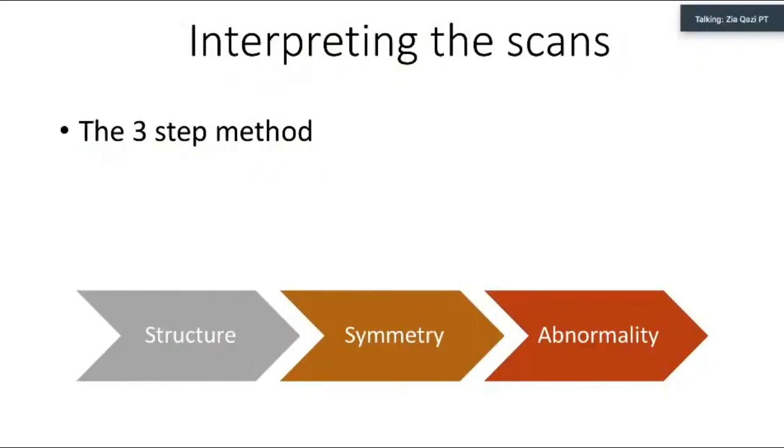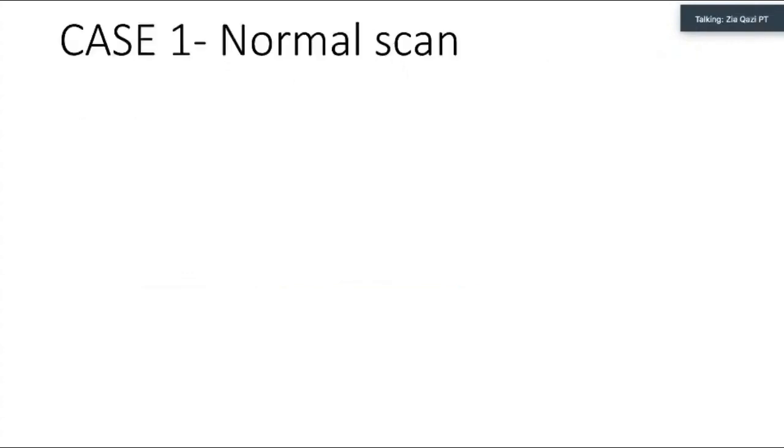Okay. So this is a 3-step method that I personally follow to interpret the scan. You can also follow the same or some other methods. There are various methods available. Sticking to this method, the 3-step method is you first see the structures in the scan, then you see the symmetry in the scan, then you see the abnormality in the scan. When you put all together, it will be easier for you to diagnose or understand what the lesion is. Okay, so there is structure, symmetry and abnormality.